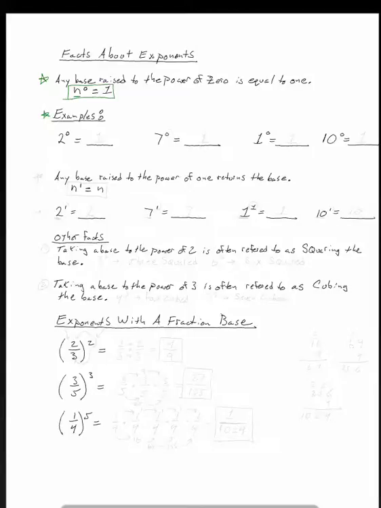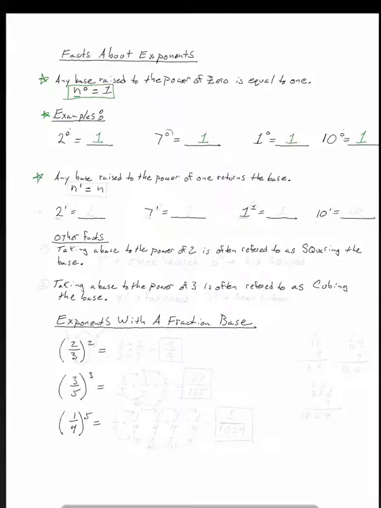My first example says 2 to the power of 0. So what I look for is it's being raised to the power of 0. And as soon as I see that, I know my answer is 1. In our second example, we have 7 to the power of 0. Once again, as soon as I see that power of 0, I know my answer is 1. Here I've got 1 raised to the power of 0. Once again, since it's raised to the power of 0, the answer is 1. And in my final example here, I have 10 to the power of 0. Once again, as soon as I see the power of 0, I know my answer is 1.